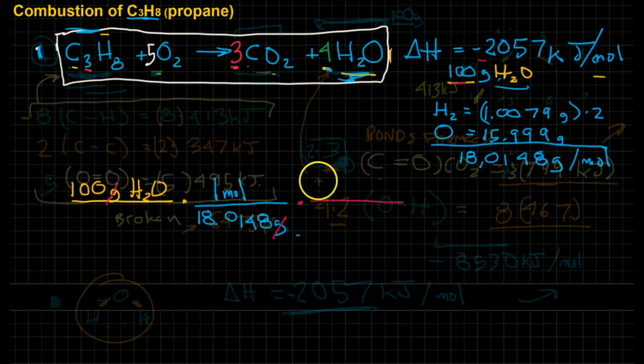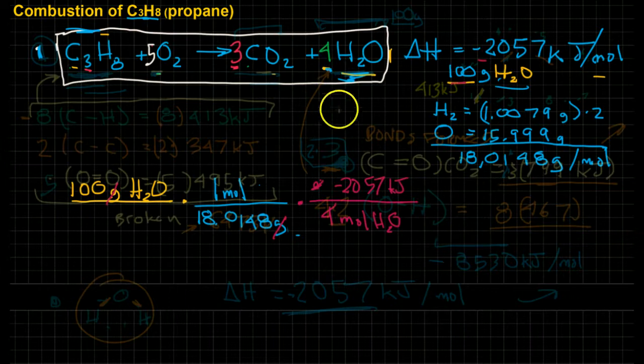All right, so here we go. I'm going to say there are 4 moles of H2O for every negative 2057 kilojoules. I'm going to try and find the energy released by 100 grams of H2O. I don't know if that was even my original question, but that's what's interesting to me now, so that's where I'm going to go.